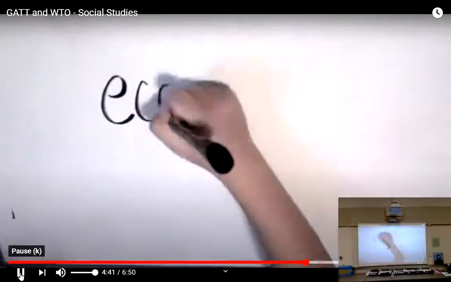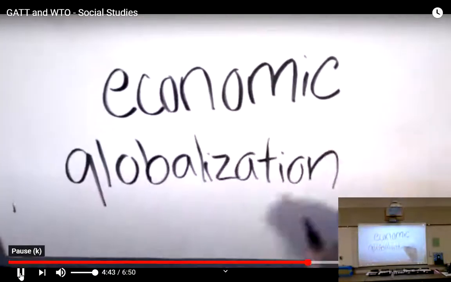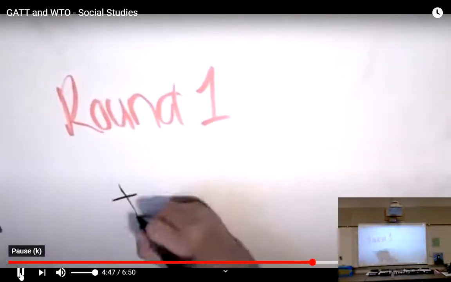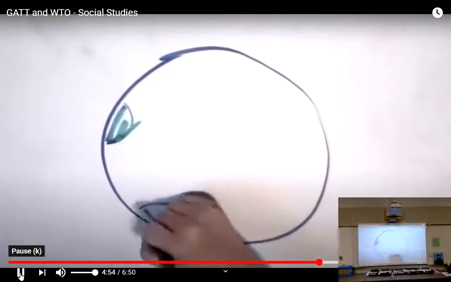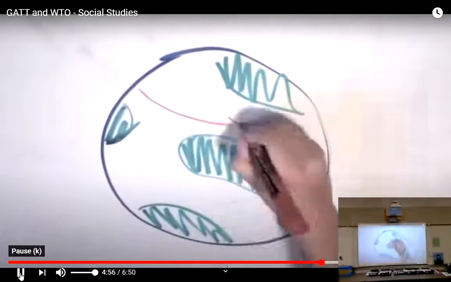How is this an example of economic globalization, you ask? Easy. Each negotiation round completed by GATT and the WTO resulted in the reduction of trade barriers or the decrease of tariffs on products. These changes allowed more trade to take place between nations, which in turn allowed for the expansion of economic relations and markets as well as free trade.